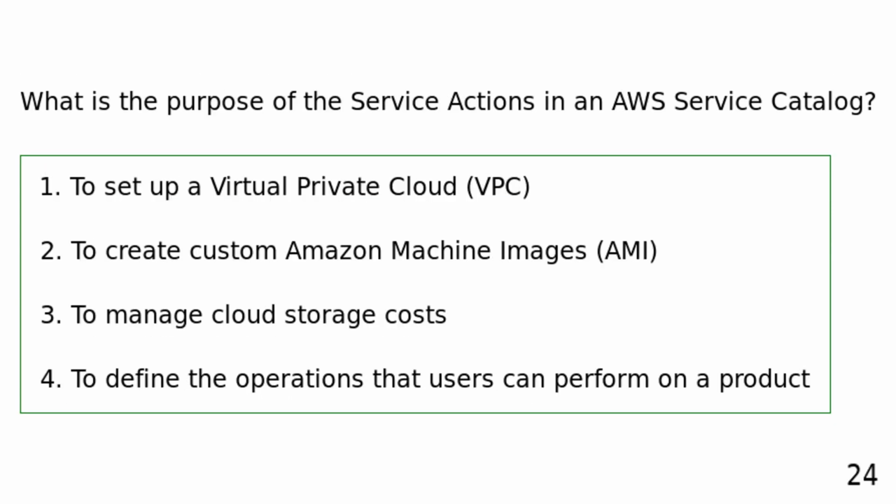What is the purpose of service actions in an AWS Service Catalog? To set up a virtual private cloud. To create custom Amazon machine images. To manage cloud storage costs. To define the operations that users can perform on a product.